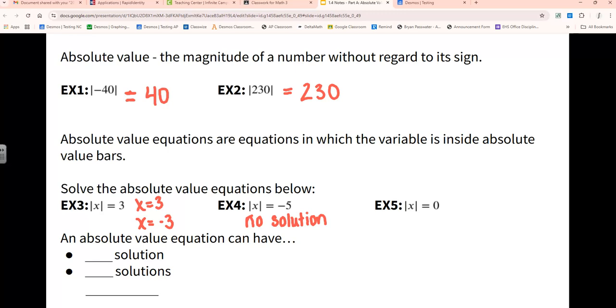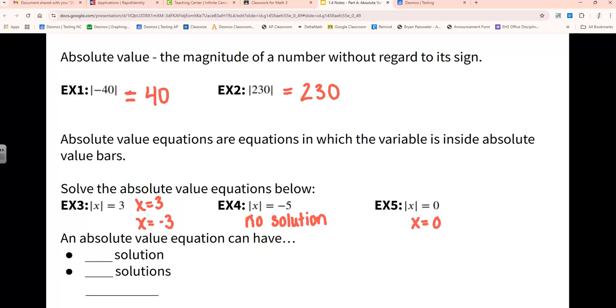And then our last one, I've got absolute value of x equals 0. What number could I use for my x there? What number, if I take the absolute value of it, is going to give me 0? 0. Are there two answers for that one? Can I have a positive 0 and a negative 0? I cannot, because 0 doesn't have a sign.